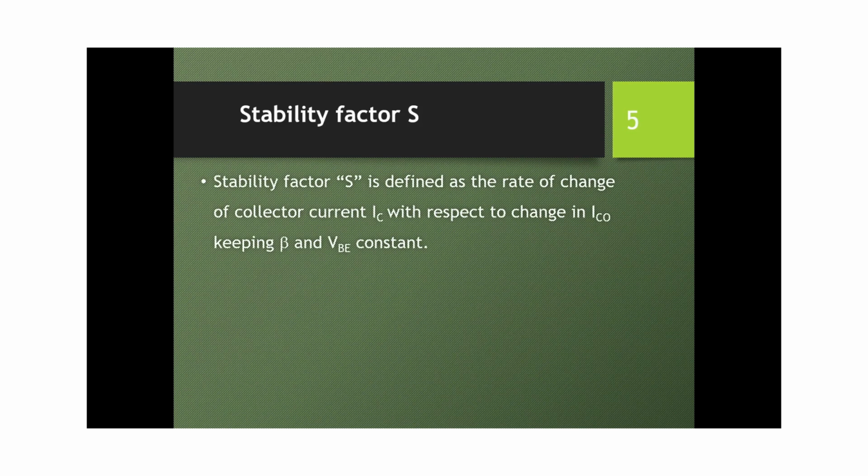The stability factor S is defined as the rate of change of collector current IC with respect to change in ICO, the reverse saturation current, keeping beta and VBE, the base emitter voltage, constant. So here is the expression of S. S is defined as dIC divided by dICO, differentiating IC with respect to ICO at constant beta and base emitter voltage.